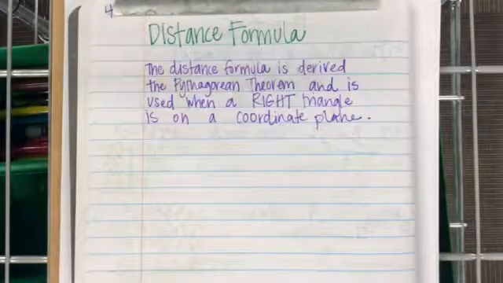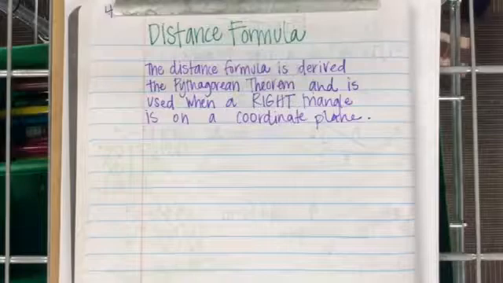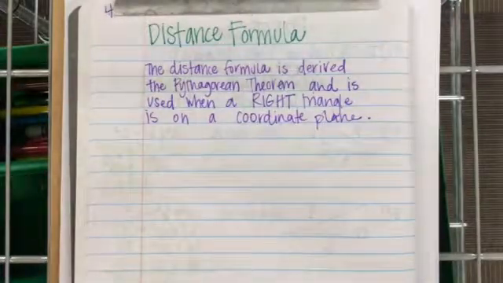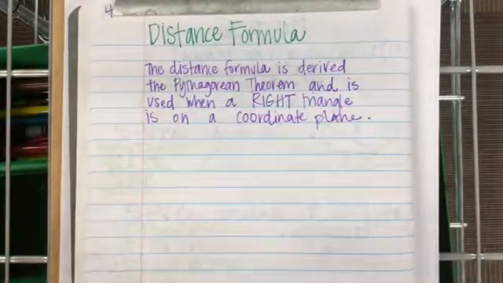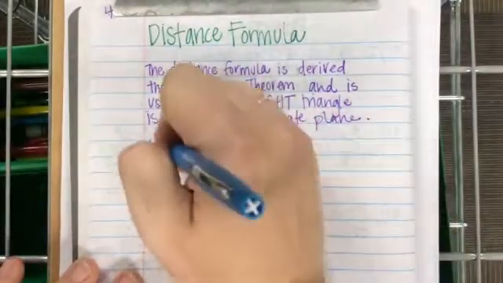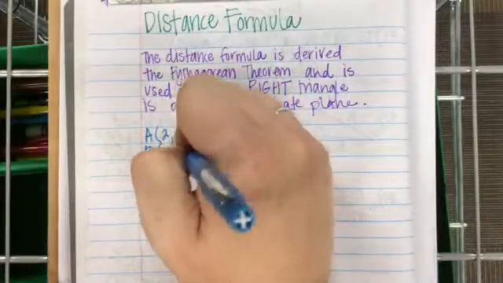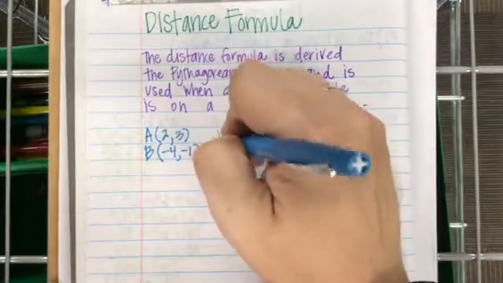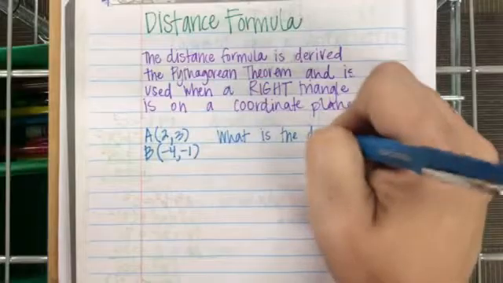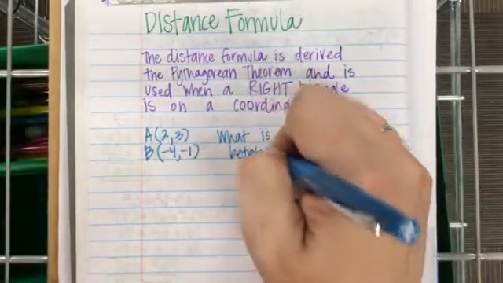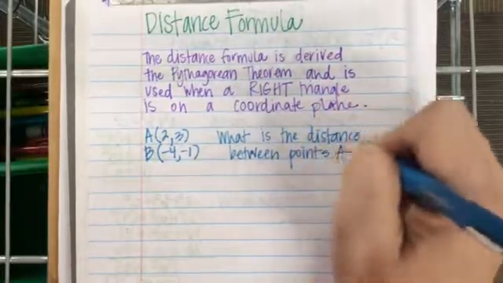All right, so again, we're working with distance formula, so we're figuring out the distance, right? Distance formula tells us how long something is or how far it is between two things, the distance. So we're going to have a graph. We're going to have these ordered pairs, an XY combination. For example, if point A is (2, 3) and point B is (-4, -1), we're going to ask, what is the distance between points A and B?